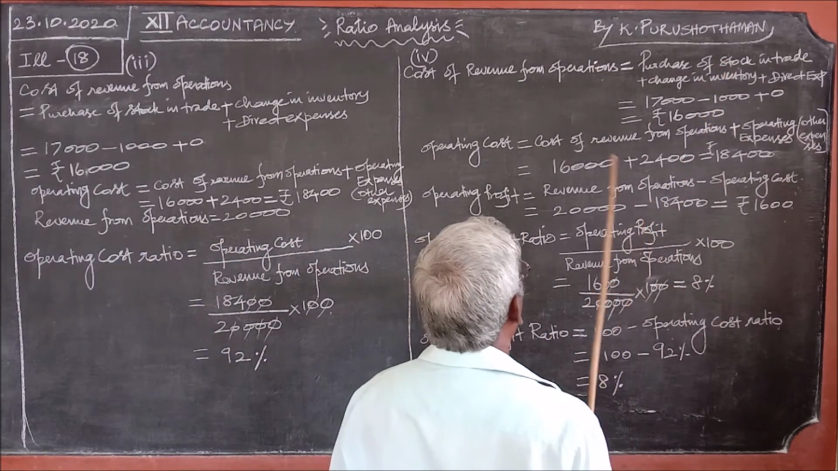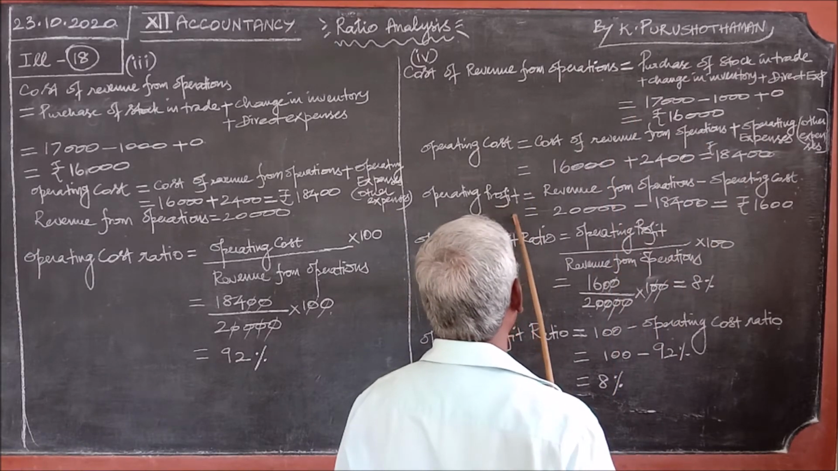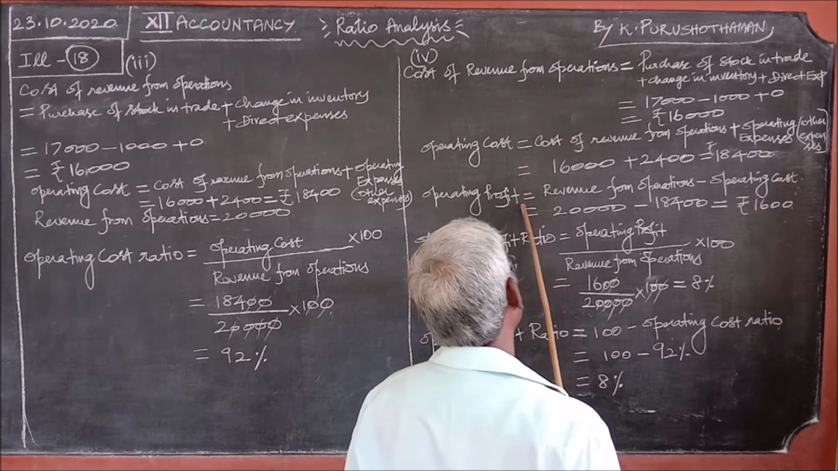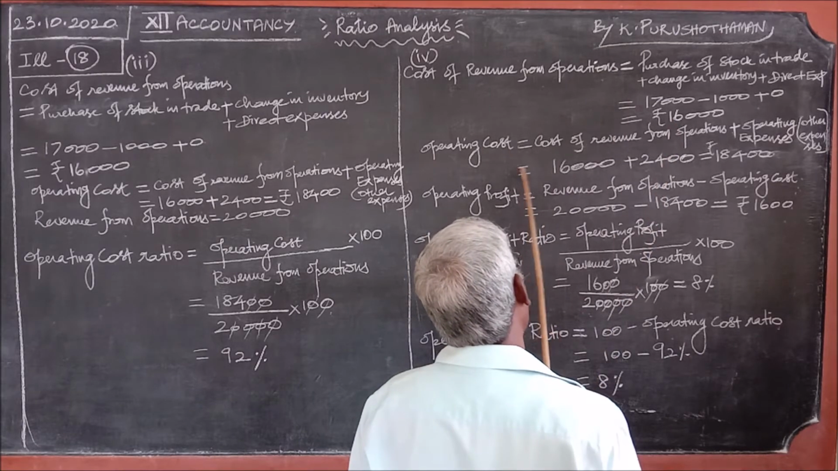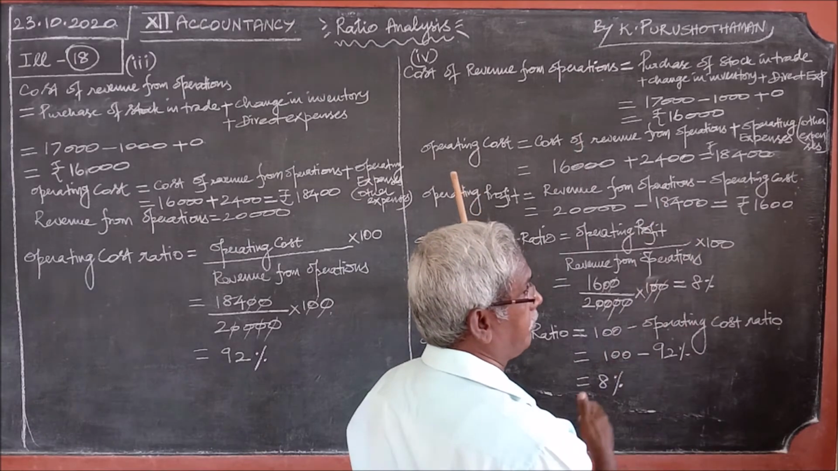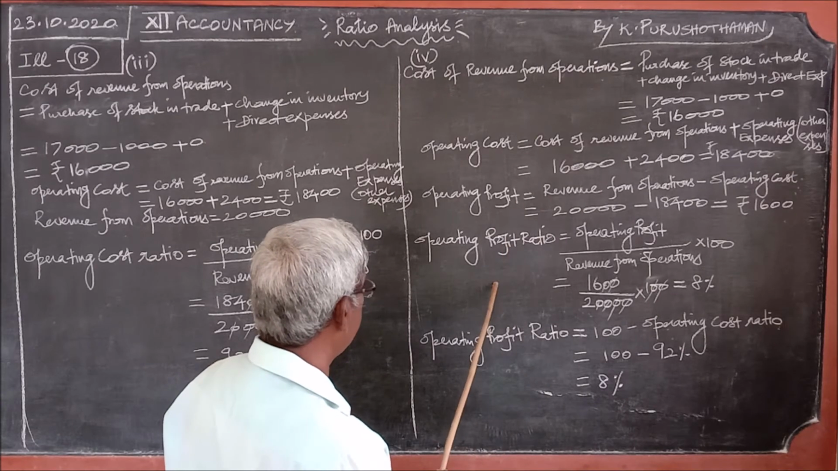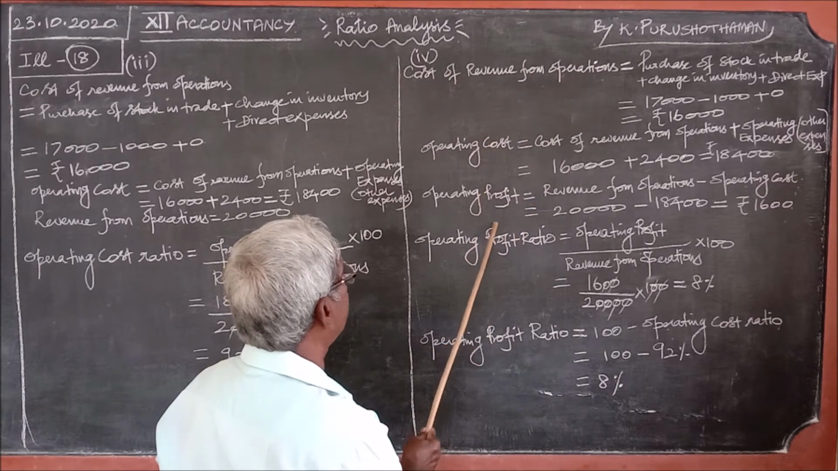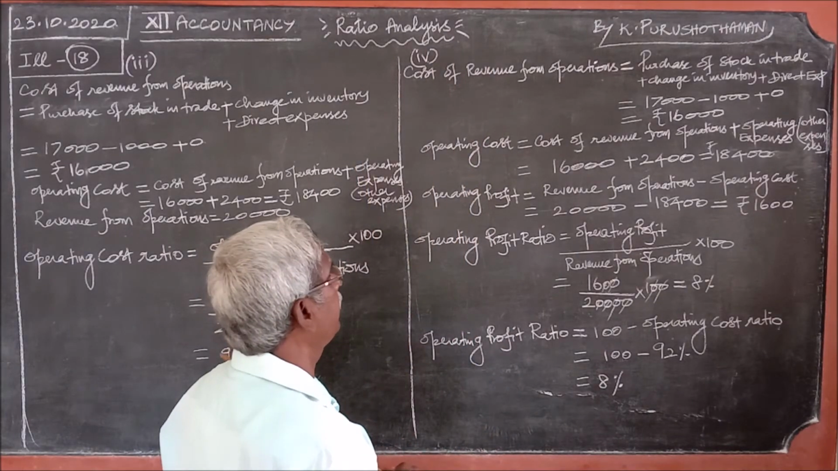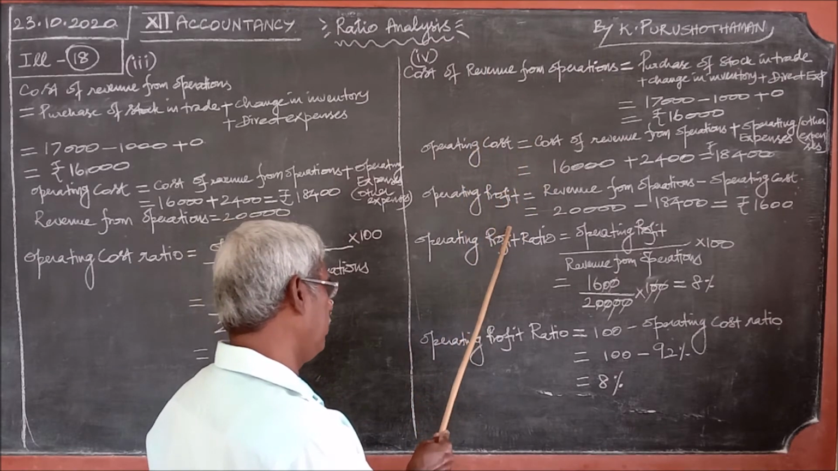அப்போ ஆட் பண்ணி அதுக்கப்புறம் ஆப்ரேட்டிங் காஸ்ட் கண்டுபிடிச்சிட்டு, அந்த ஆப்ரேட்டிங் காஸ்ட்லேருந்து we should find the operating profit. ஆப்ரேட்டிங் ப்ராஃபிட்டுக்கு ஆப்ரேட்டிங் காஸ்ட் வேணும், ஆப்ரேட்டிங் காஸ்ட் வேணும்னா காஸ்ட் ஆஃப் ரெவன்யூ ஃப்ரம் ஆப்ரேஷன்ஸ் வேணும். Cost of revenue from operations first find, then you find the operating cost. With the operating cost you should find operating profit.